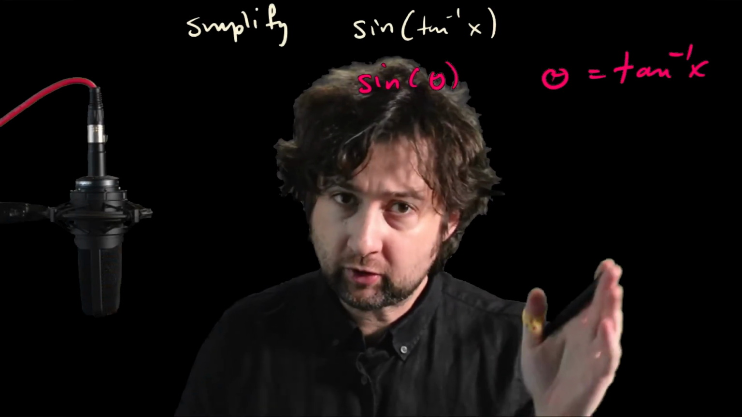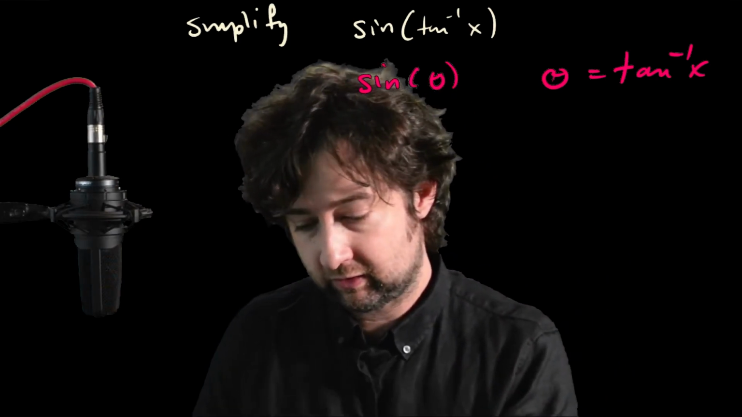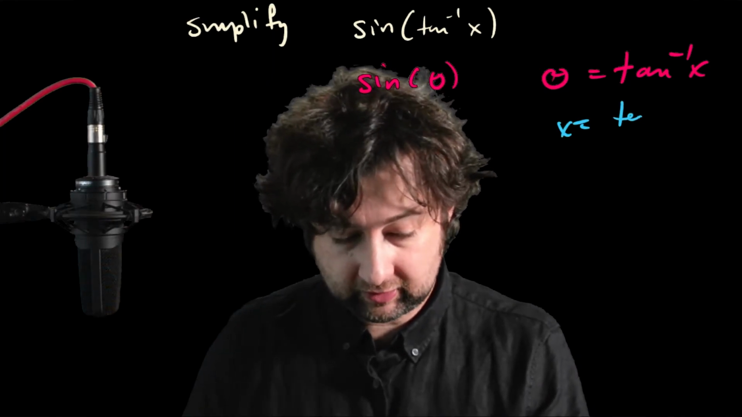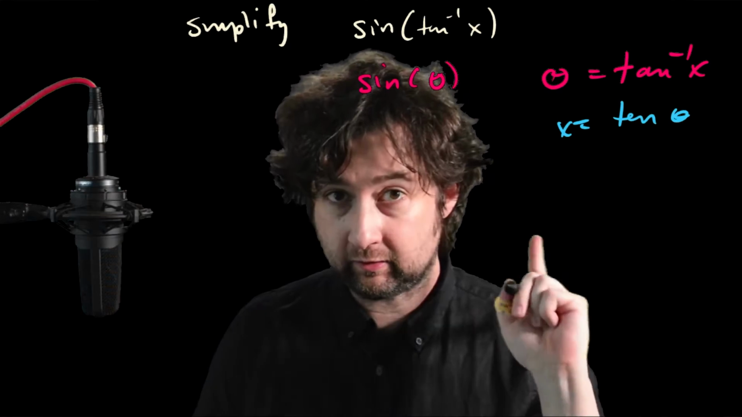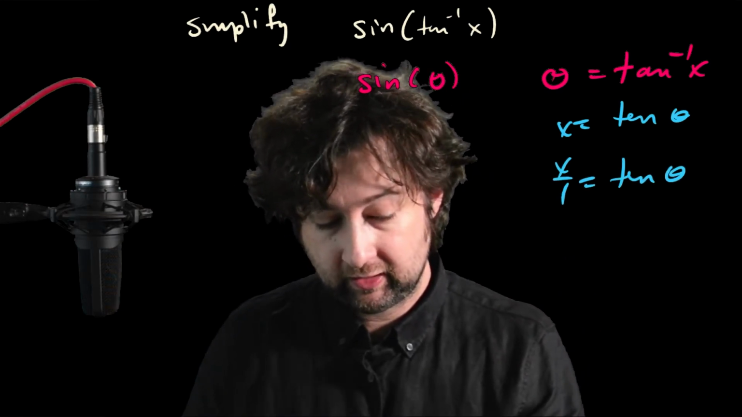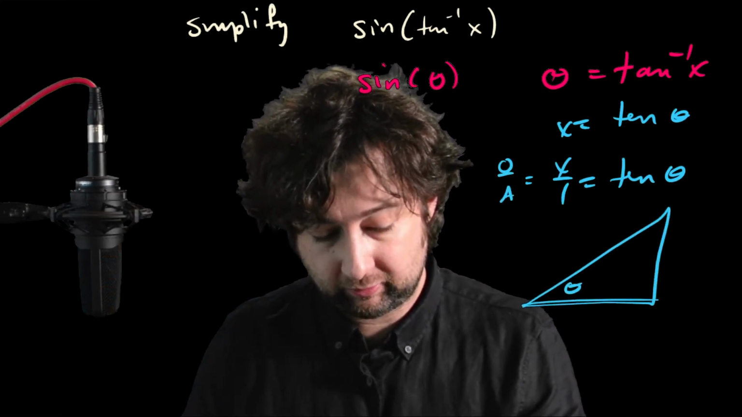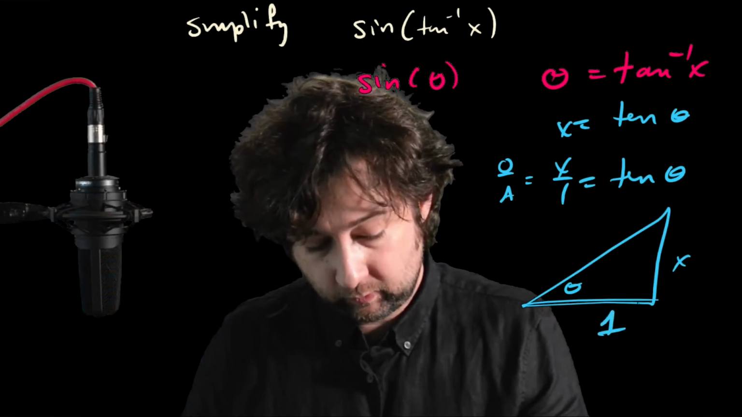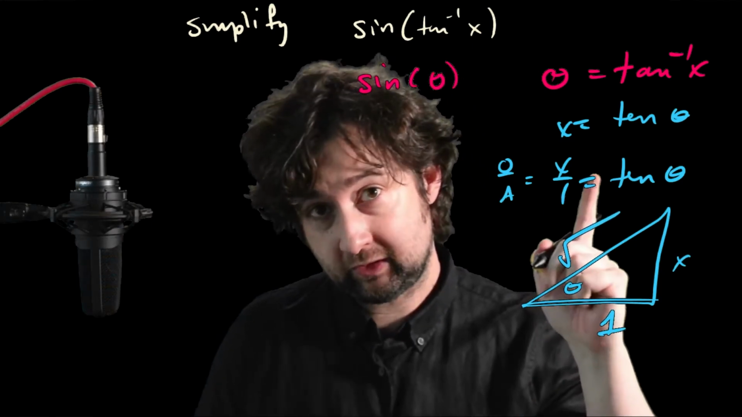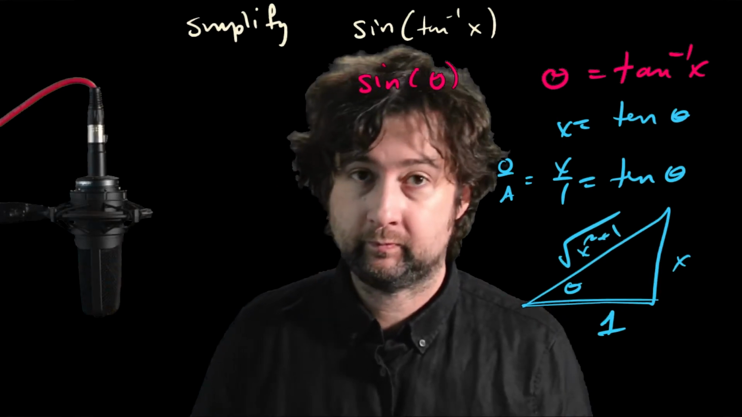Well, I could write a triangle down that goes with this, because if theta is equal to the inverse tangent of x, then x is equal to the tangent of theta. And that's easy to write a triangle down for. x over 1 is equal to the tangent of theta. I know that this has to be opposite over adjacent, and so I can write down a right triangle with angle theta, opposite side x, and adjacent side 1. Using the Pythagorean theorem, since a squared plus b squared must be equal to c squared, the hypotenuse is going to be the square root of x squared plus 1.